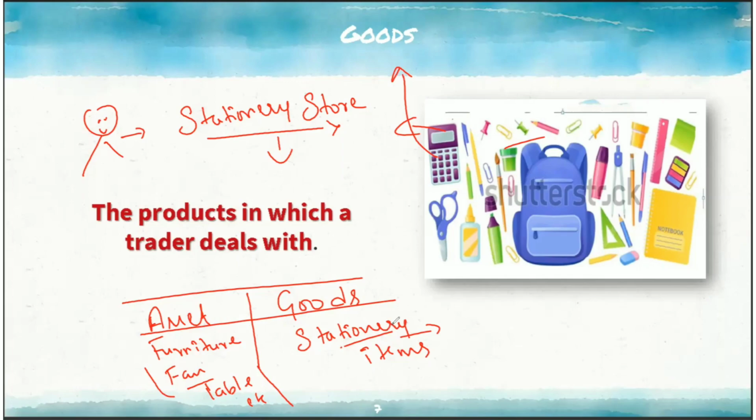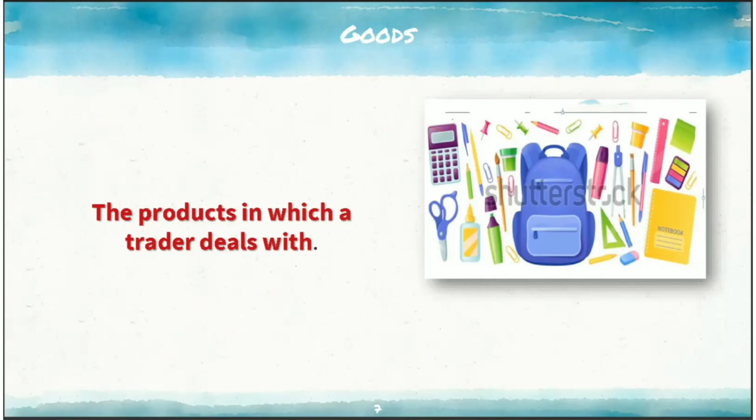Okay, and goods are nothing but the products which are meant to be sold. The owner buys these products with the intention that he wants to sell them and generate some kind of income out of it, and that we call goods.